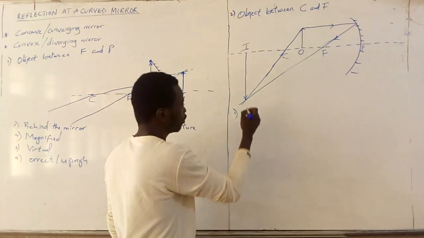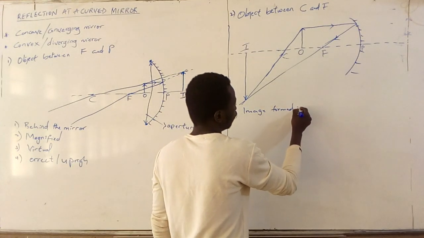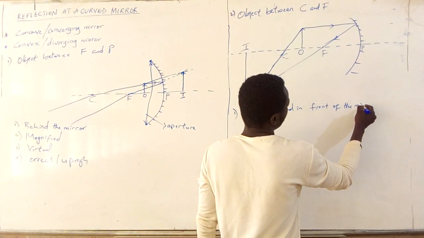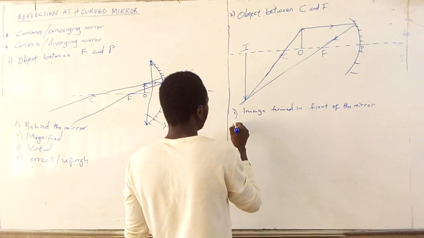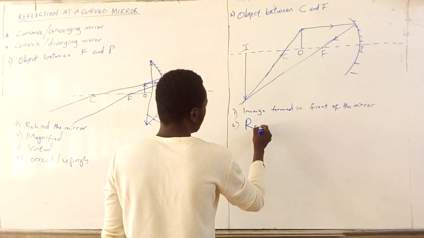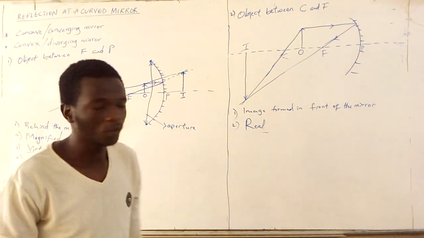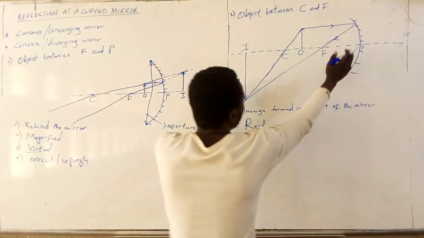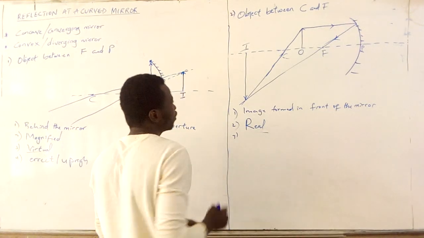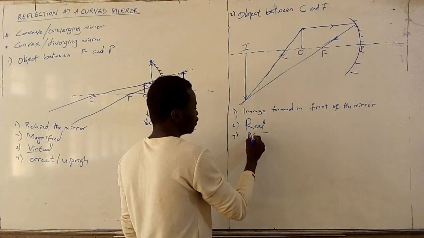First thing is that the image is formed in front of the mirror. So whenever image is in front of the mirror, we'll say it is real. So the image is real. In contrast to real is what? Virtual. Opposite of real is virtual. Then another thing, you can see the image is larger than the object. So we say it is magnified.